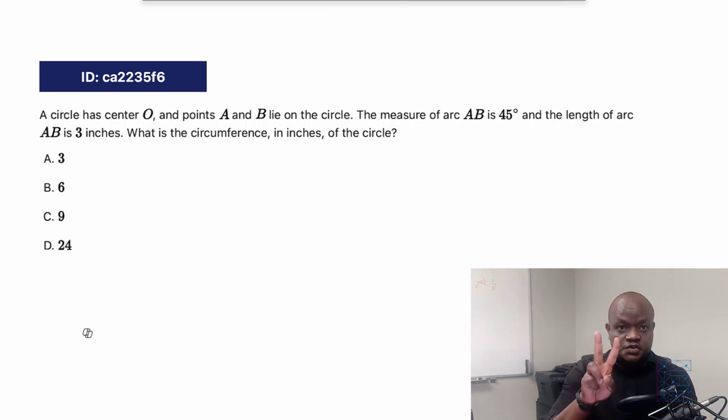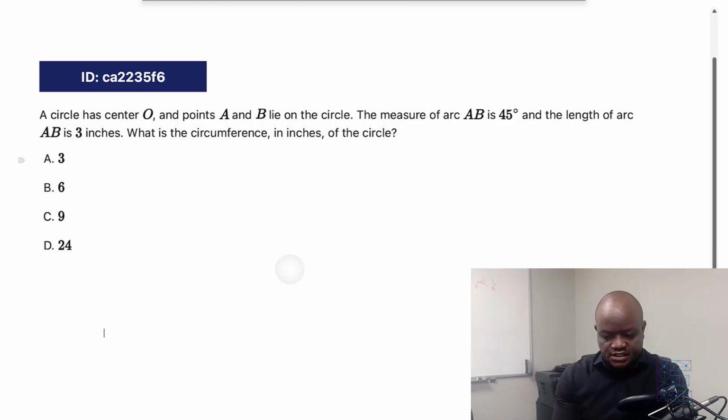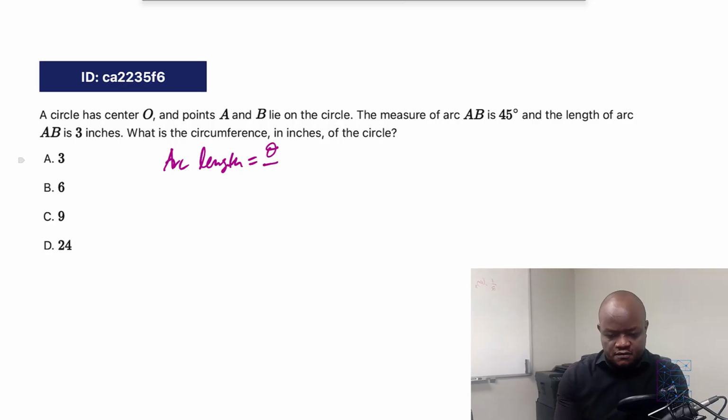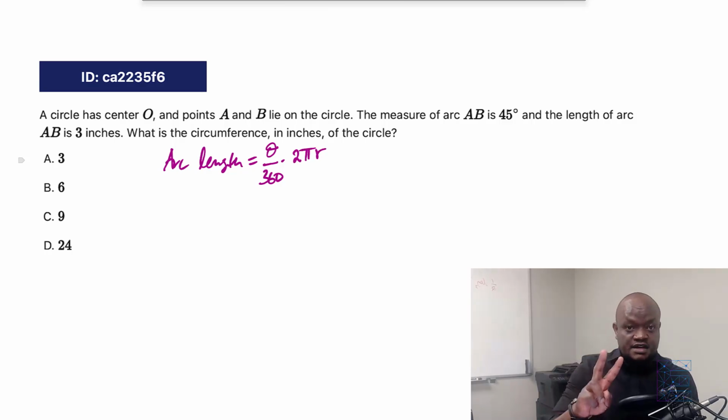Okay, so I'm going to show you two ways on how to do this question. The first one is using the arc length formula, which I'll remind you real quickly is arc length equals theta over 360 times 2 pi r. And the second method that I will show you will be using proportions. But first, let's deal with this one.